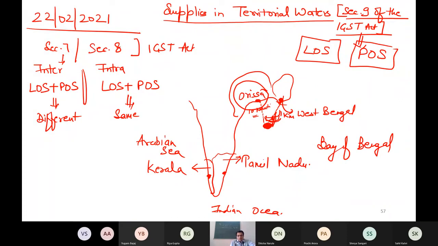I hope the concept is clear. So whether you want to check whether any supply is interstate or intrastate, you need location of supplier and place of supply. Whether you need both these things or just one, whatever is the case, Section 9 simply says that check the nearest baseline, and the coastal state in which that nearest baseline falls becomes the location of supplier or the place of supply.